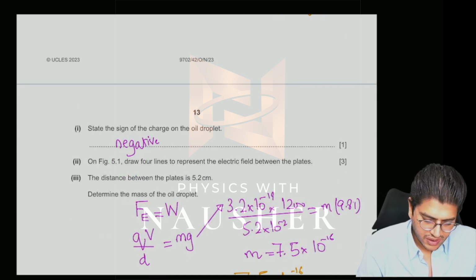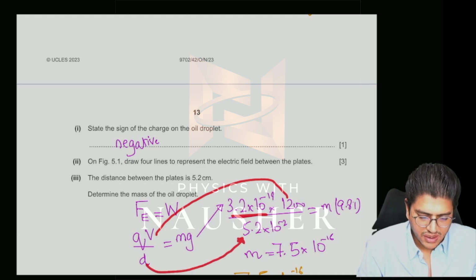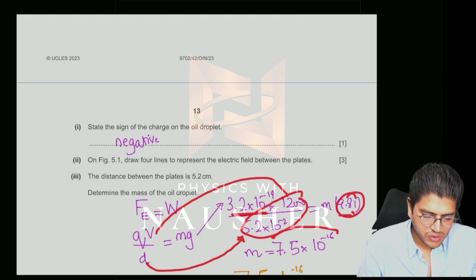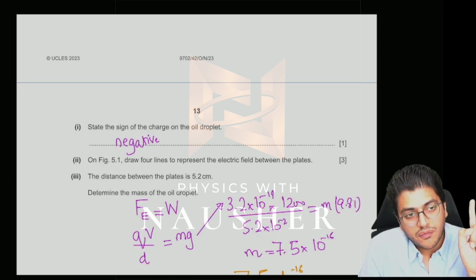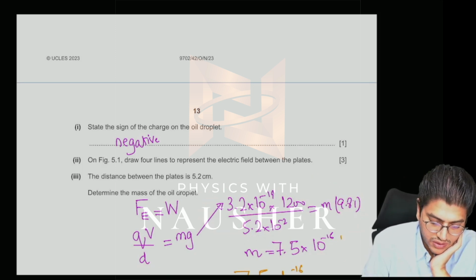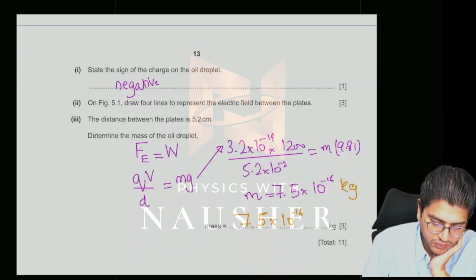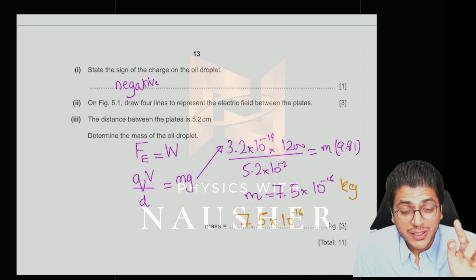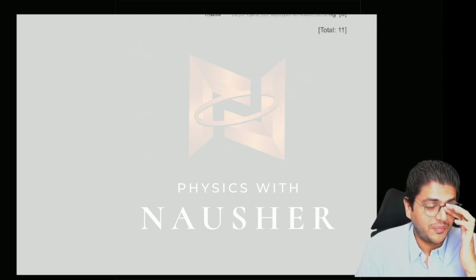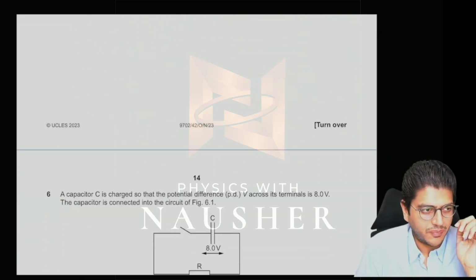So that's exactly what they've done. Charge into voltage divided by the distance, because voltage over distance gives you electric field, is equal to mg, gravity 9.81. This gives you the mass. And what unit? All of these are SI. So what unit is this? This is kilograms. And what are they asking for? They're asking for kilograms. If they ask you for grams, you would multiply this with 1,000. Got it? Just get rid of the kilo.